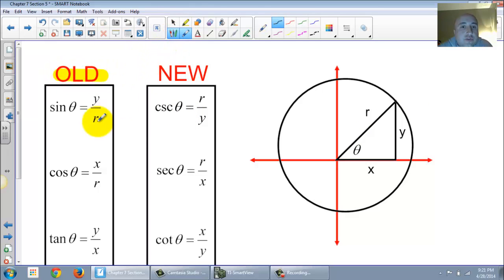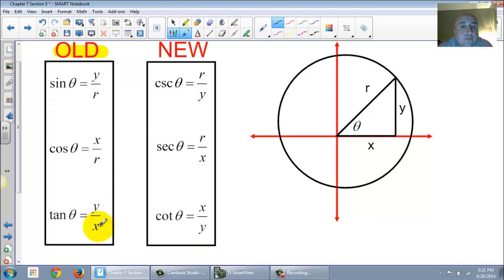For review, sine is y over r, cosine is x over r, and tangent is y over x. Now we're going to do some new ones, and the three new ones are cosecant. Remember what we did in Algebra 2. Sine, the s, always goes with the c. So sine and cosecant are reciprocals. Y over r turns into r over y.